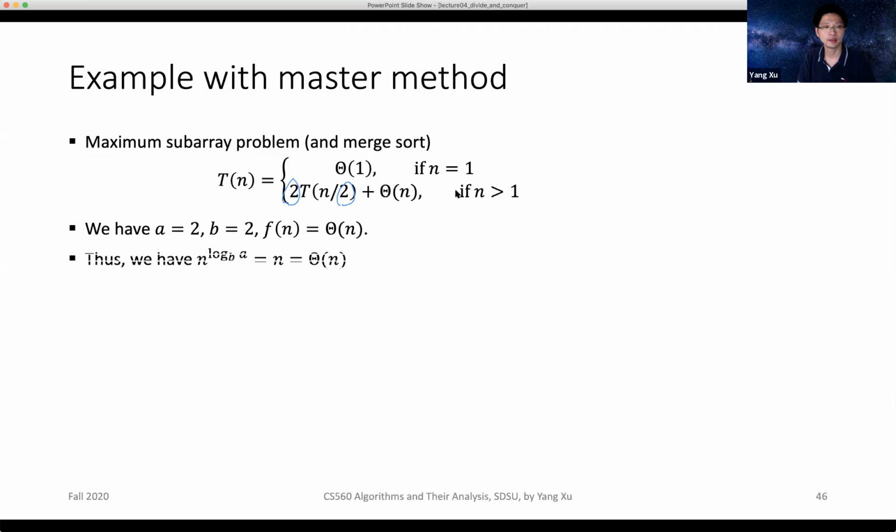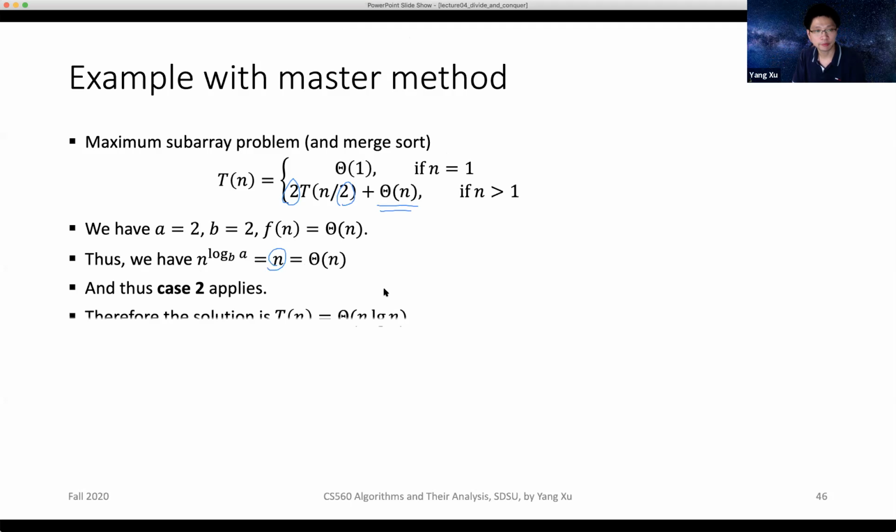Right, and we have that the logarithm base 2 of 2 is 1. So the polynomial function is a linear function, right? And also f of n is also a linear function. So that means we need to use case 2. The f of n and the polynomial grow at the same speed. So it's case 2 we must apply.